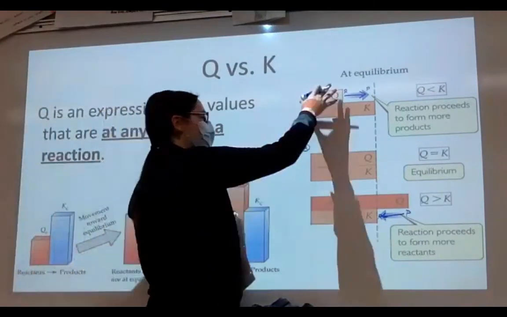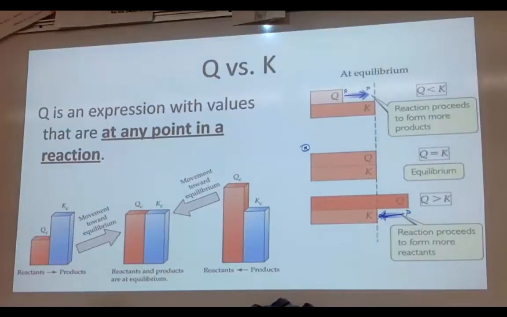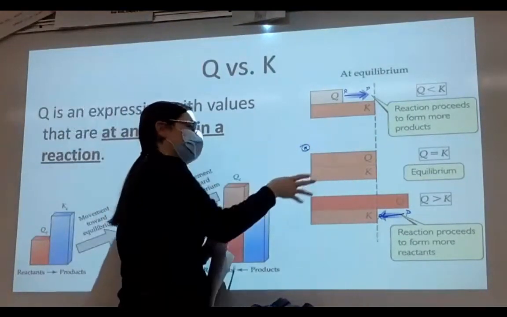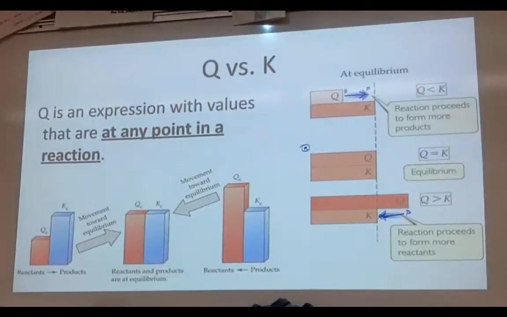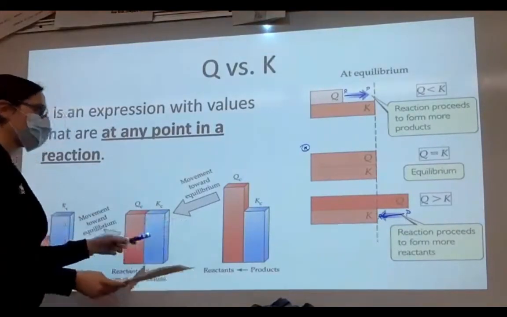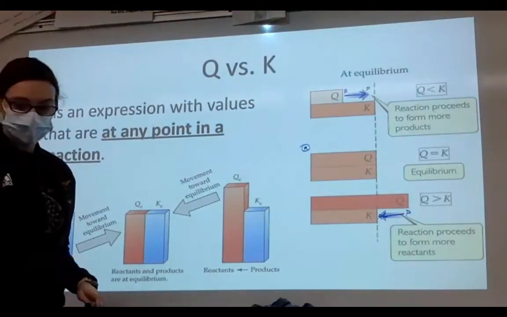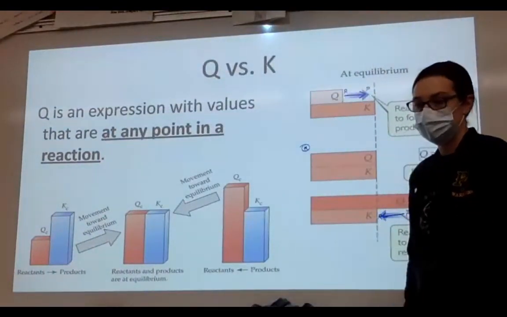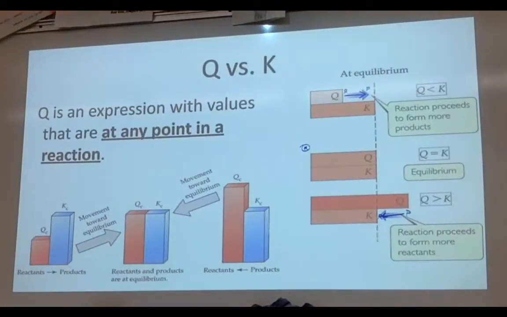I really like this picture to help visualize Q versus K. It's hard for me to think about a fraction all the time, so I like this because I can visualize which way the reaction has to proceed to get Q and K equal. So K is a constant, Q is not. K is the equilibrium constant. Q is just a quotient. Are we at equilibrium or not? Just dividing. So now we'll look at some examples.